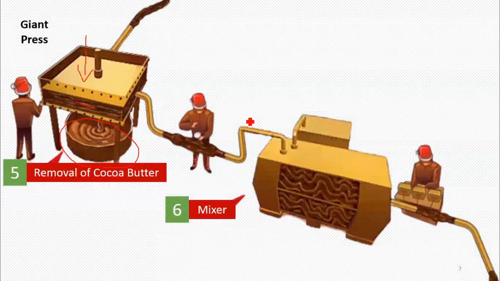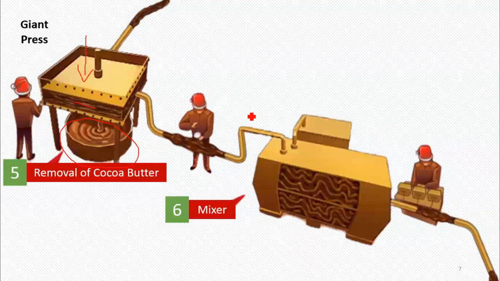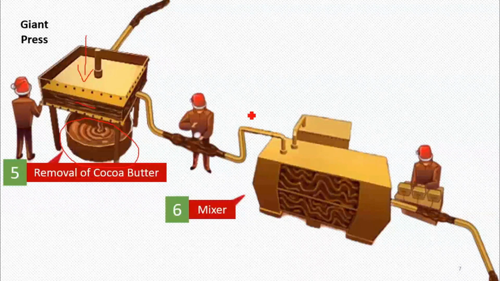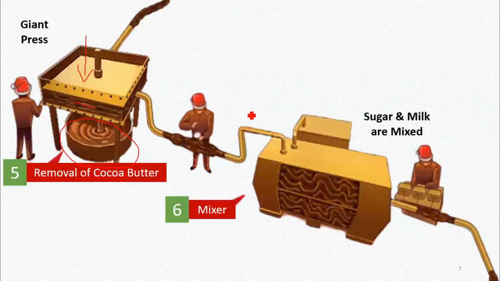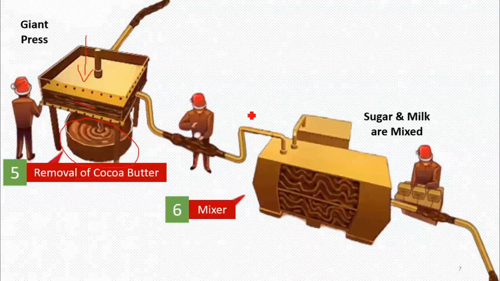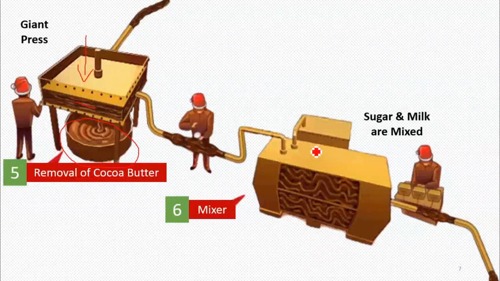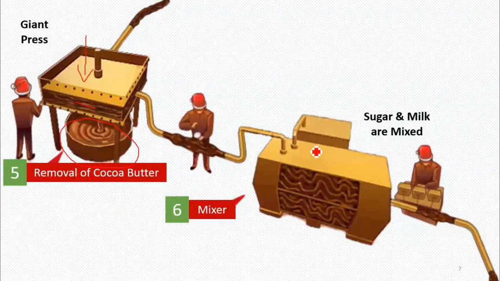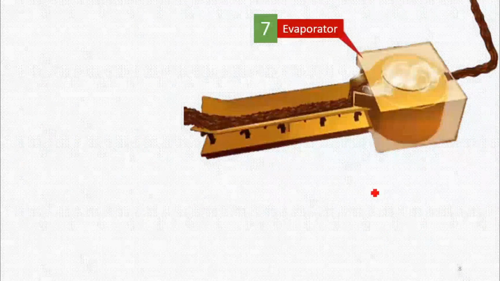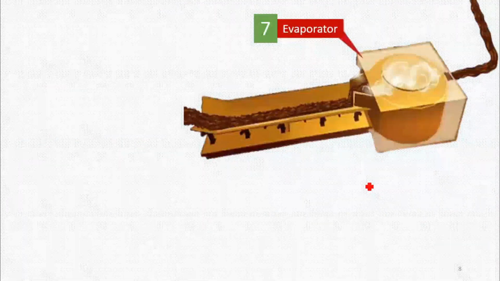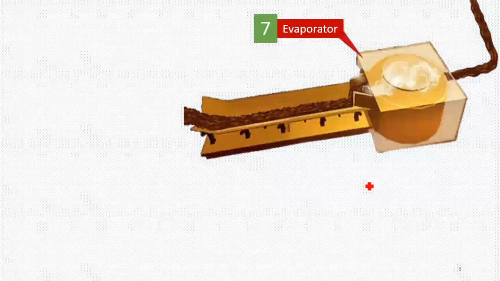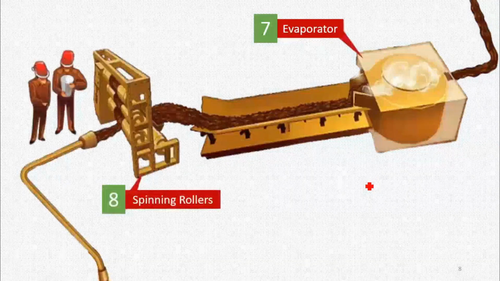You have seen that we have removed something here, and now the next thing is that we have to add something back to the remaining liquor. Now we will add sugar and milk to this particular thing in a structure known as a mixer. I hope you are getting my point. Then on the next phase, the whole mixture will be moved towards this evaporator. As the name suggests, it will evaporate any kind of moisture that is present in the mixture. Then comes the next phase.